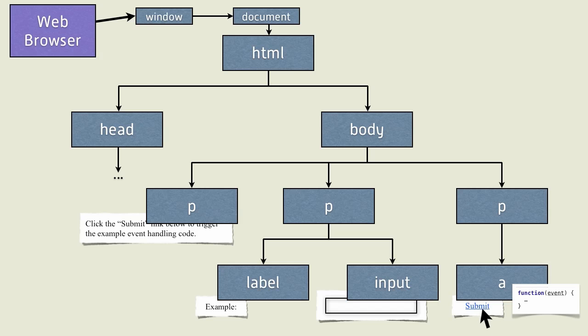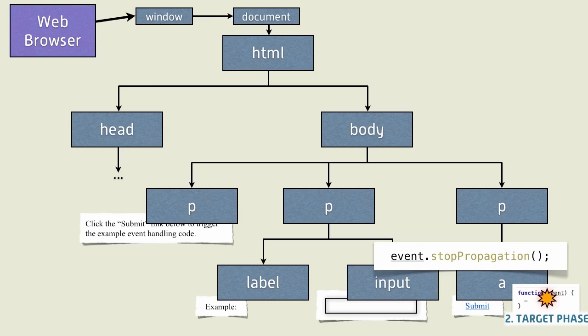Let's say that the user clicks the submit button, the event is created, it goes on down, and then in our event handler in the target phase, we run event.stopPropagation. Any additional event handlers on that target element would run, but nothing else would run after that. Stop propagation means no more event handling after the current element.